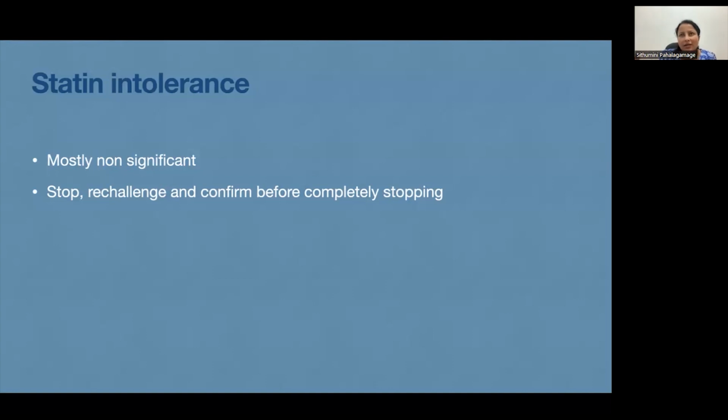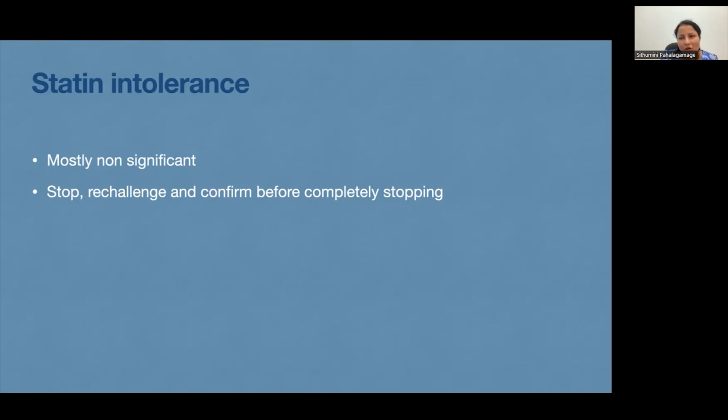Do that, and if the AST or ALT is less than 3 times upper limit of normal, then just start the statin. And when you do the follow-up lipid profile in 2 to 3 months, then again repeat the AST and ALT. If the AST and ALT remain below 3 times upper limit of normal, then you can continue the statin.